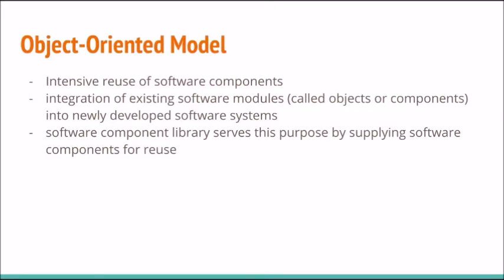Here is the object-oriented model. It is the intensive reuse of software components: the integration of existing software modules, either objects or components, into a newly developed software system. A software components library serves this purpose by supplying software components for reuse.